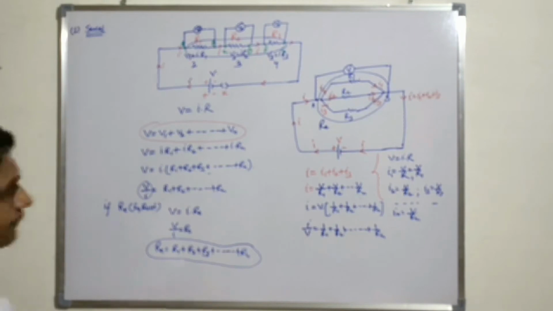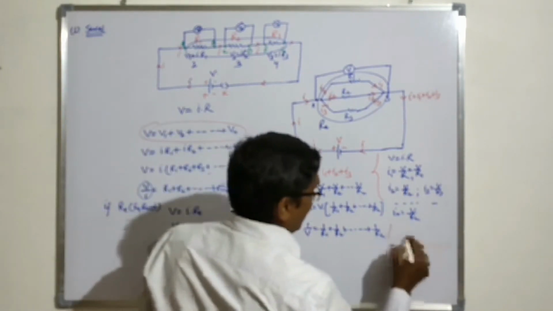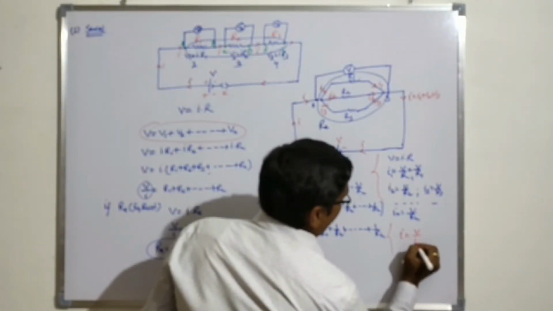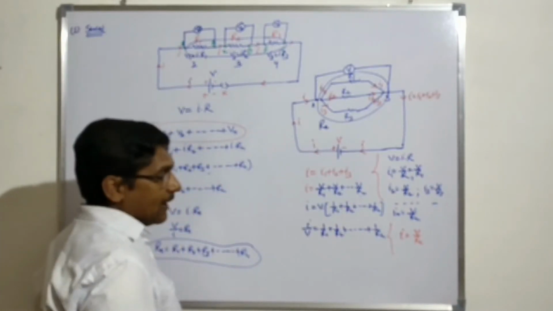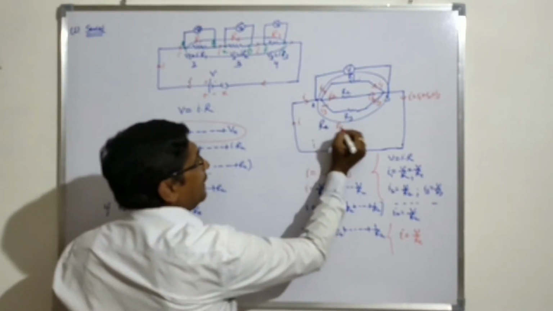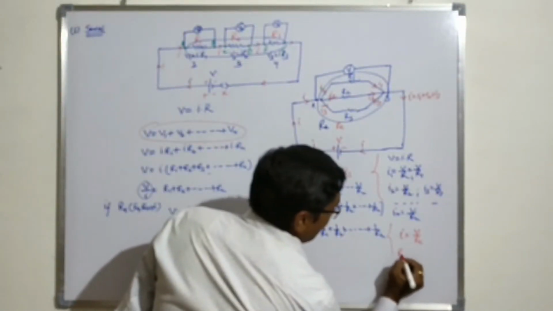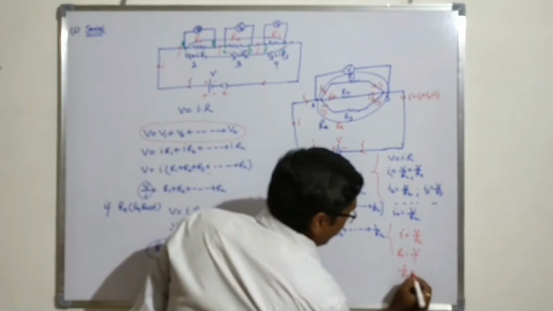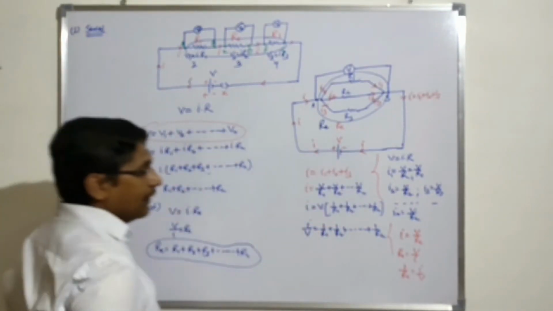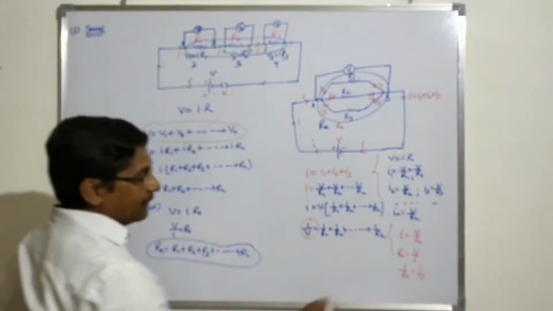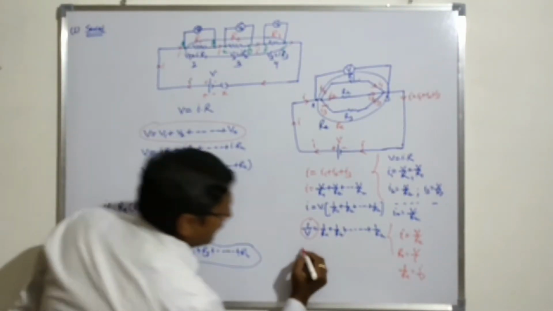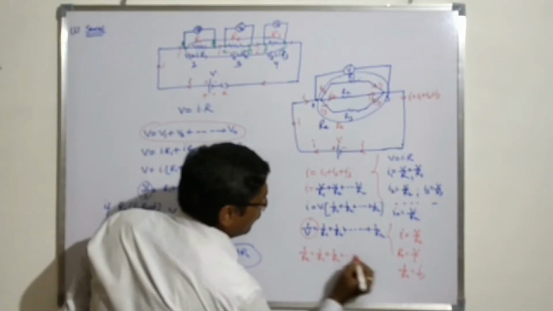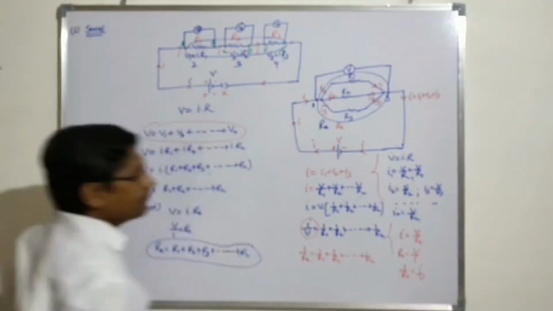And according to Ohm's law, I equals V upon Re, if the equivalent resistance of the whole combination is Re, right? So Re equals V upon I, or 1 by Re equals I upon V. Here, this is the I upon V, and this equals 1 by Re. So 1 by Re equals 1 upon R1 plus 1 upon R2 up to 1 upon Rn.